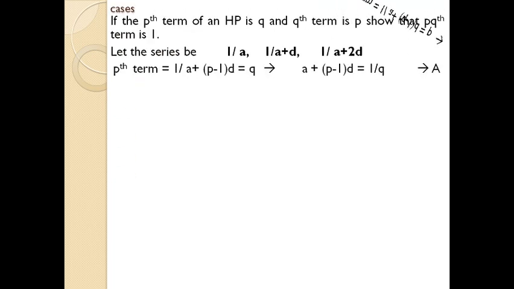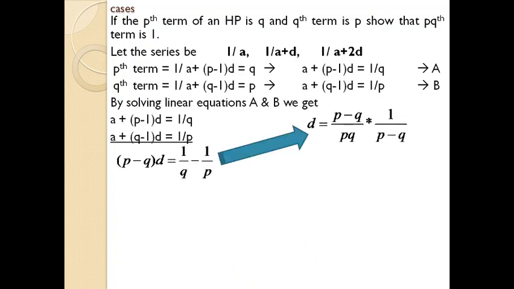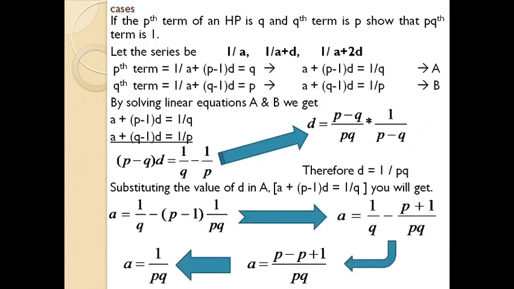In the previous session, we were dealing with this application level question where the pth term of the harmonic progression is q and the qth term is p. Show that the pqth term is 1. In the last session, we identified the value of d, and at the same time a. So finally, let's find out the value of the pqth term.